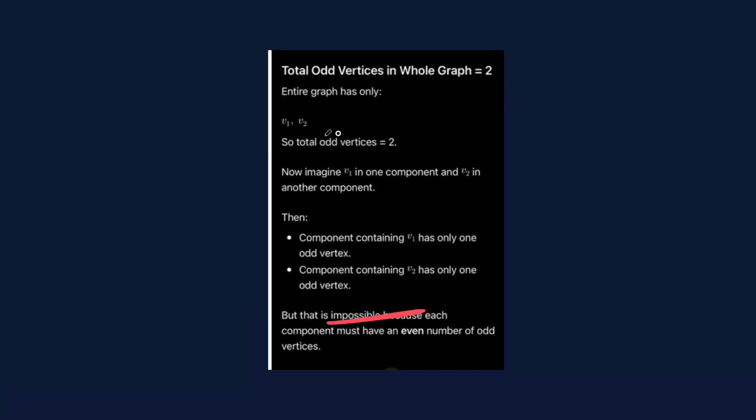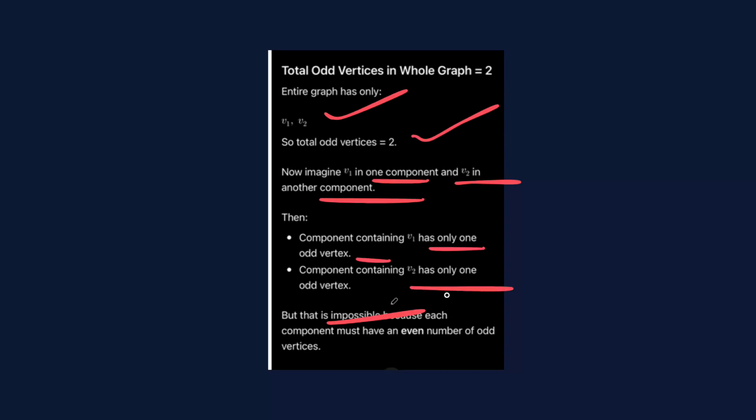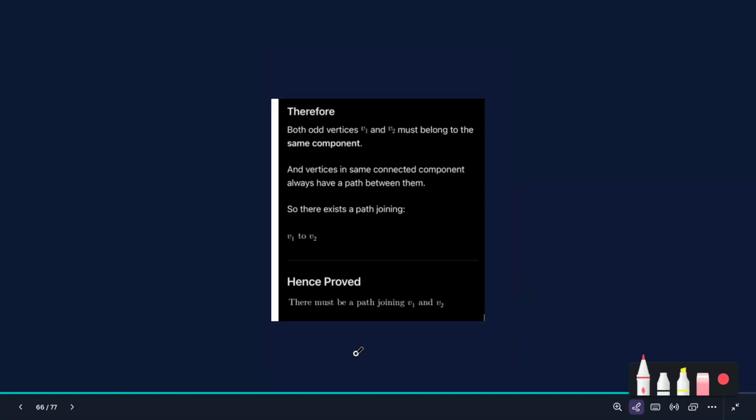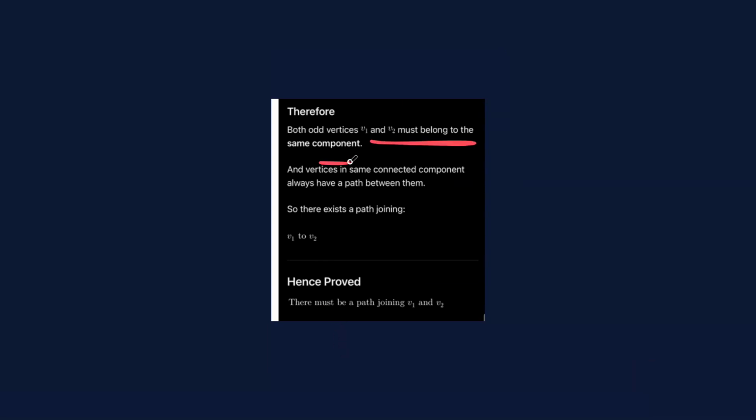So if the graph has only V1 and V2 as odd vertices, the total number of odd vertices is 2. So imagine V1 is in one component and V2 is in another component. Then the component containing V1 has only one odd vertex and the component containing V2 has only one odd vertex. This is impossible, because in each component there should be an even number of odd vertices. So that cannot be possible. Therefore we can say both these odd vertices should belong to the same component. If they belong to the same component, there would be a path between them. So then we can conclude. Hence our theorem is proved.